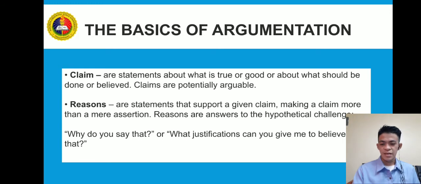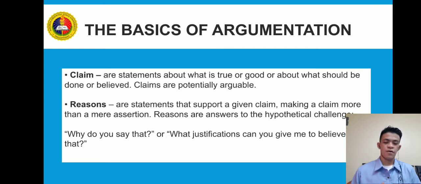So next is the reason. Reasons are statements that support a given claim, making a claim more than a mere assertion. Reasons are answers to the hypothetical challenge: why do you say that, or what justifications can you give me to believe that?